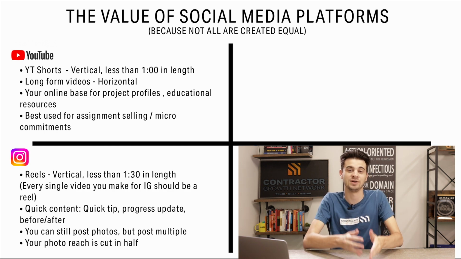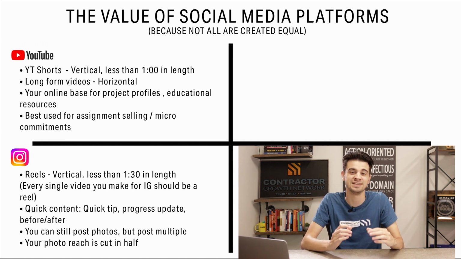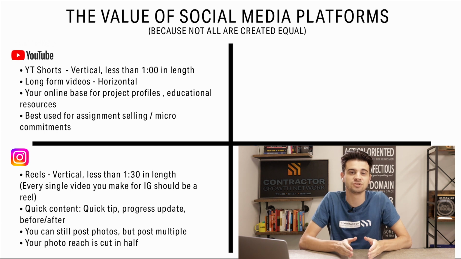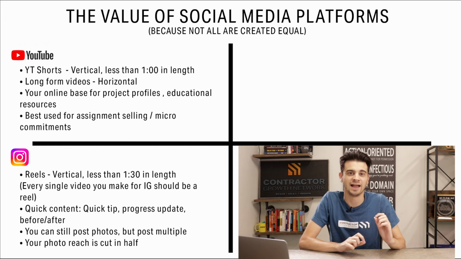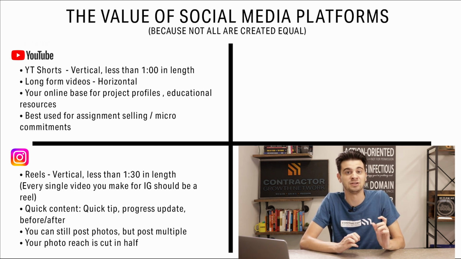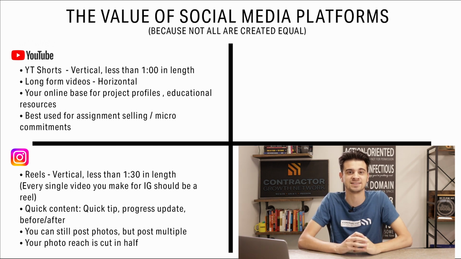Now, let's move over to Instagram. And Instagram is currently my favorite platform to post on because this is where I'm seeing the most success. So Instagram is looking to compete directly with TikTok with the introduction of Instagram Reels. Now, Instagram Reels are going to be videos that are vertical in nature, and they're going to be less than 1.5 minutes in length. This is different than YouTube Shorts because YouTube Shorts, as I just said, is only 1 minute long. So you're starting to see the little nuanced differences between each platform.